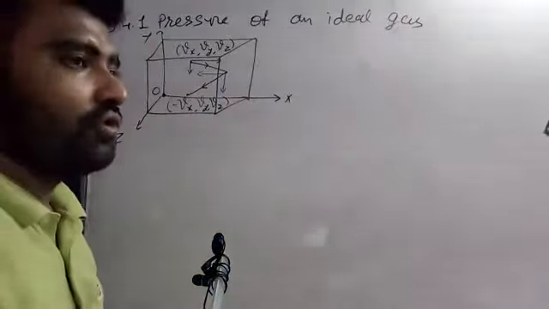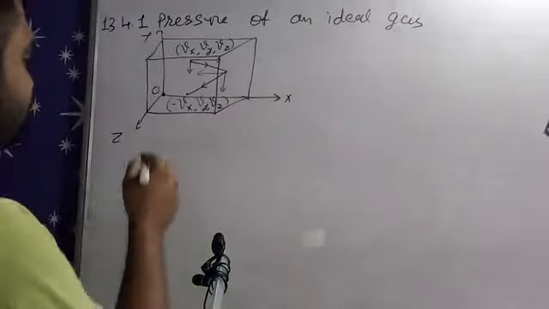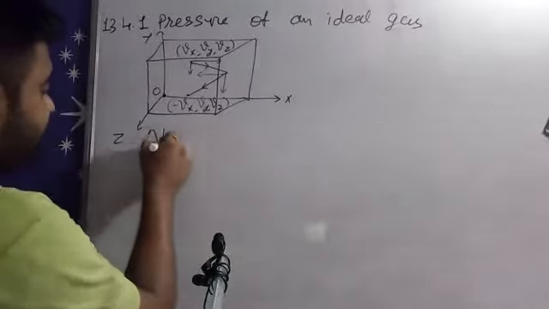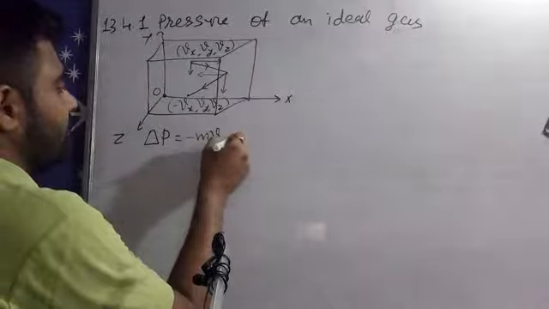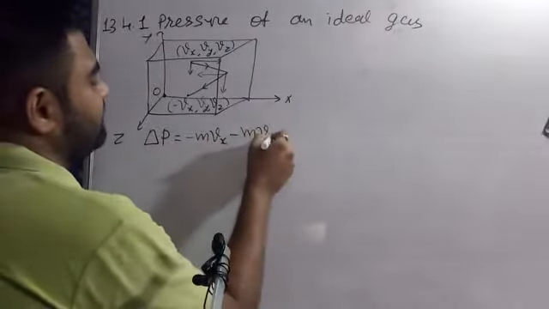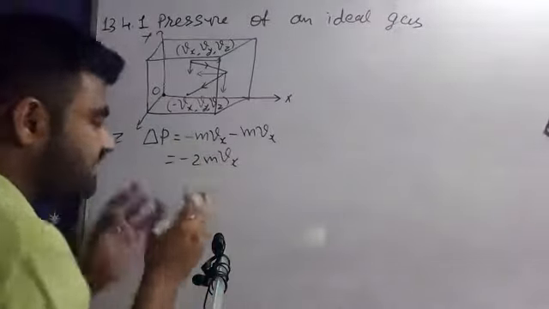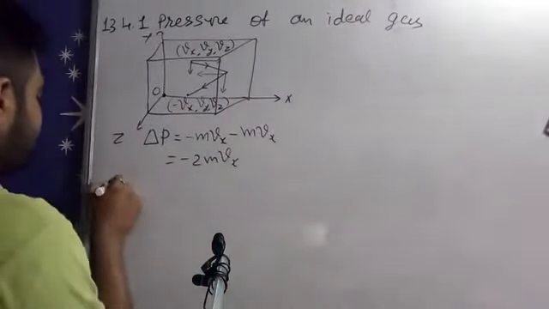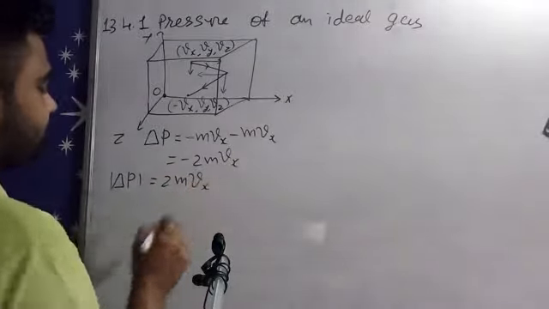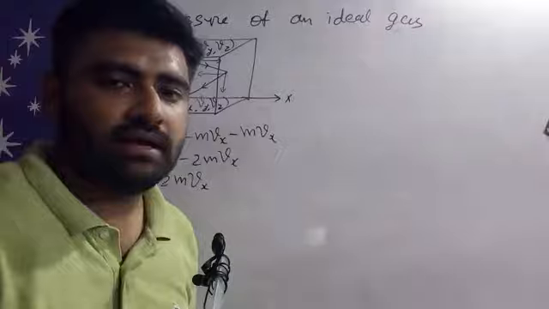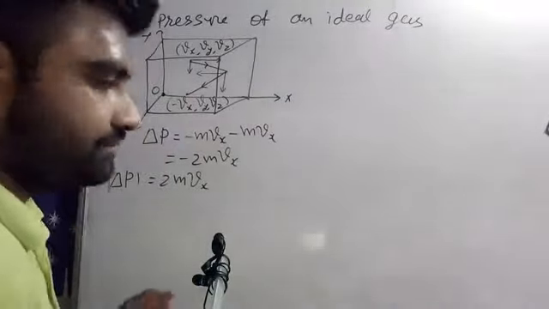Okay, so I can write the initial velocity. If I want to find the change in momentum, then the formula will be final, which is minus mvx, minus initial, which is mvx. So minus minus 2 mvx if we are talking about only the value. That means mod of delta p is equal to 2 mvx. So that's our momentum, right? But this formula is only for one molecule.